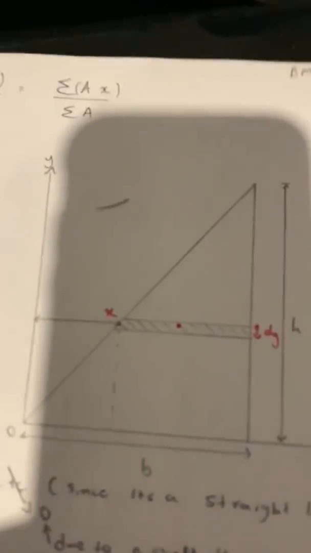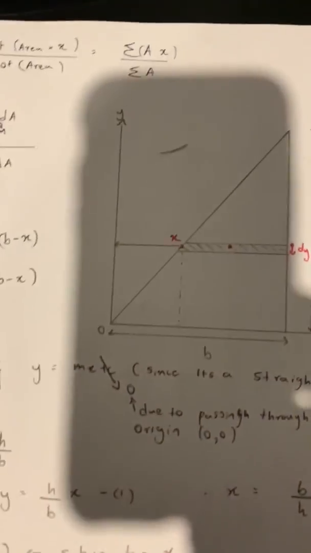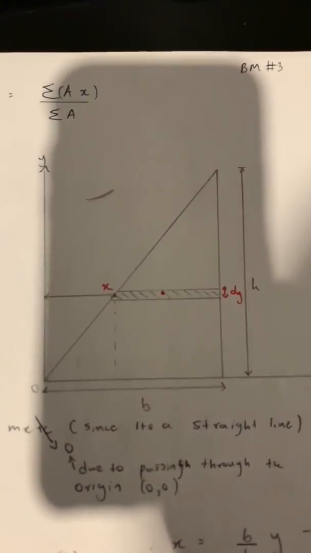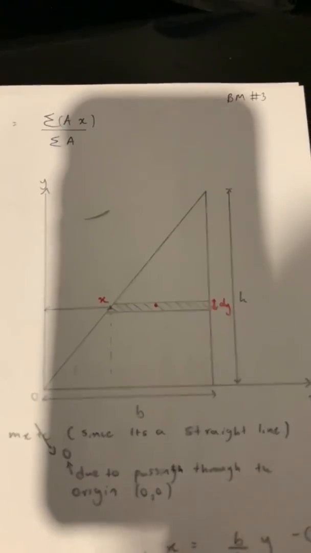Good afternoon. Let's talk about this bonus mark 3 question. What they ask us to do is find the center of mass of a right angle triangle. So this is my approach.